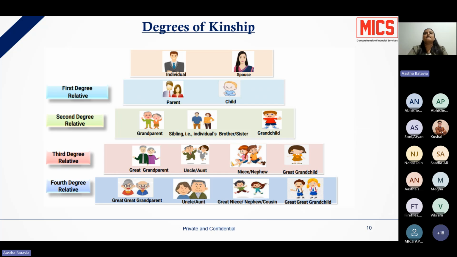Let's move further. Let's learn about the degrees of kinship. UAE tax law doesn't just look at corporate ownership, it considers family relationships, called degree of kinship, to identify related parties. And this goes up to the fourth degree. Like first degree, you can see that there is an individual and the spouse. Then in the first degree of relatives, you can see the parents and child. Second, grandparents, siblings. So up till the fourth degree, which will also include cousins, great grandparents, and all.